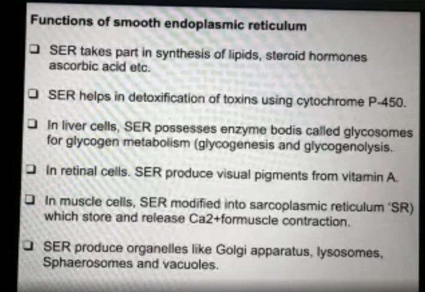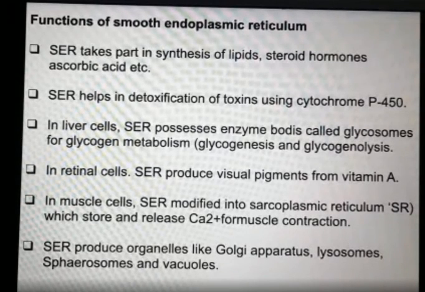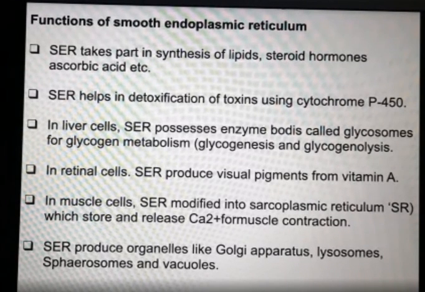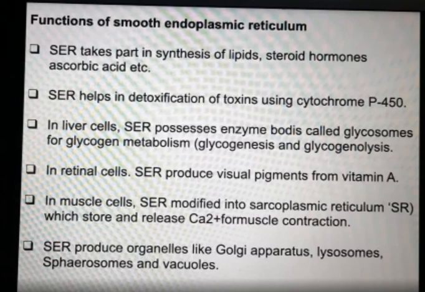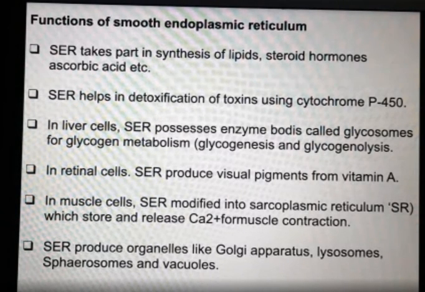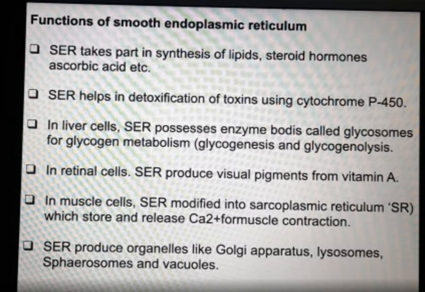Then the function of the smooth endoplasmic reticulum: it takes part in the synthesis of lipids, steroids, hormones, and ascorbic acid. It also helps in the detoxification of toxins using cytochrome P450. In liver cells, smooth ER possesses enzyme bodies called glycosomes for glycogen metabolism, like glycogenesis and glycogenolysis. In retinal cells, smooth ER produces the visual pigment from vitamin A.